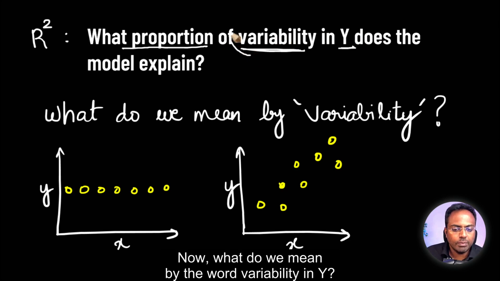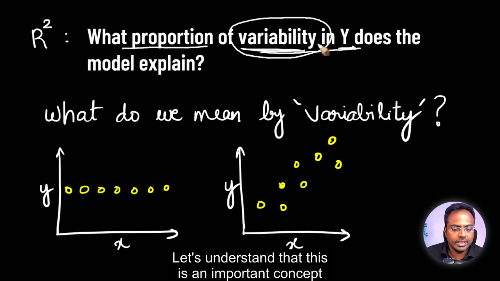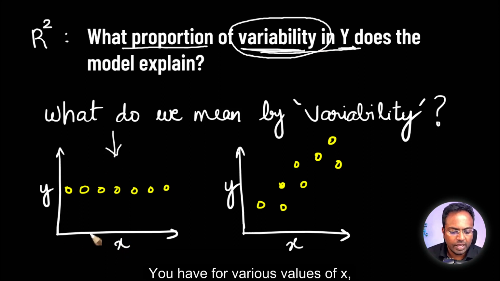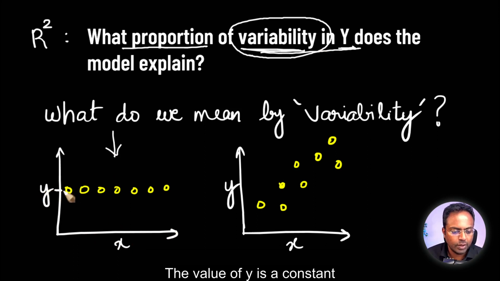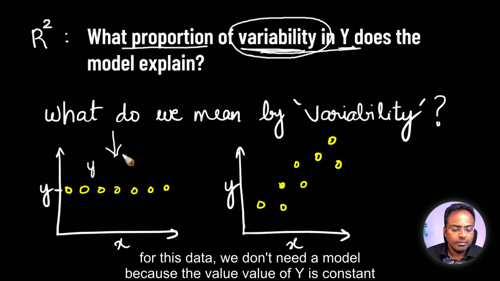Now, what do we mean by the word variability in Y? So what does this mean? Let's understand that, this is an important concept. Now, say you have a data that looks something like this. For various values of X, as X keeps on increasing, the value of Y remains the same. The value of Y is a constant. Now, in order to make a prediction for Y for this kind of data, we don't need a model.